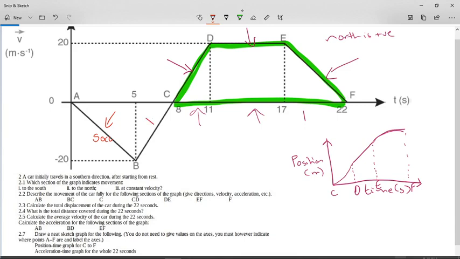In this section, the car is still traveling south, but it's slowing down. So to slow a car down, the acceleration must oppose the motion. So this is northerly acceleration. Now over here, remember the car changed direction. It came to rest and then it changed direction because now we flipped over the graph. And then over here it was getting faster. Okay, so this is then northerly acceleration.